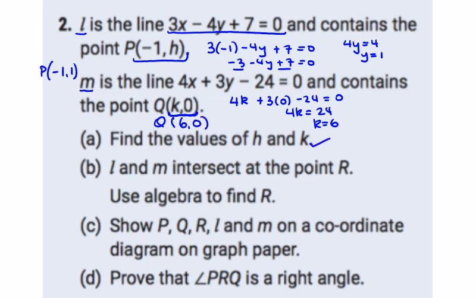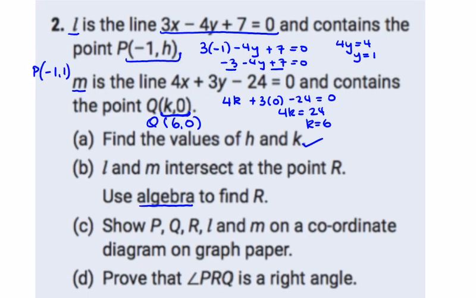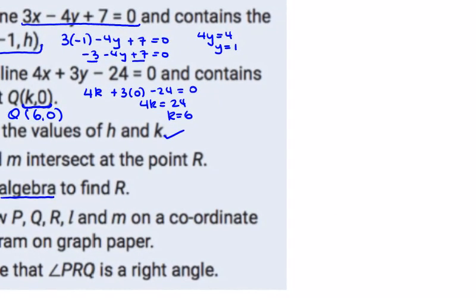They intersect at the point R. So use algebra. We'll sketch them as well. Let's use algebra. So 3x minus 4y, just write them out again, 3x minus 4y equals minus 7. And we have 4x plus 3y equals 24. And we're going to need to multiply both of them here. So I'll multiply the top one by 3 and the bottom one by 4.